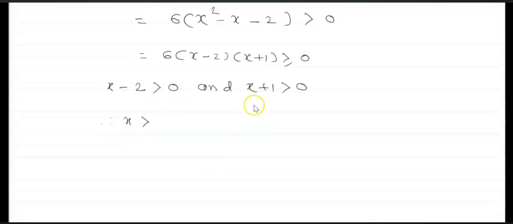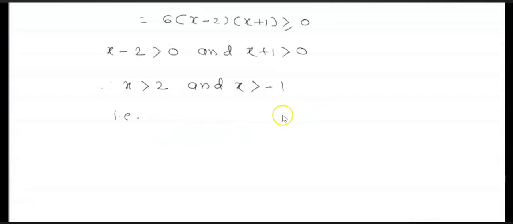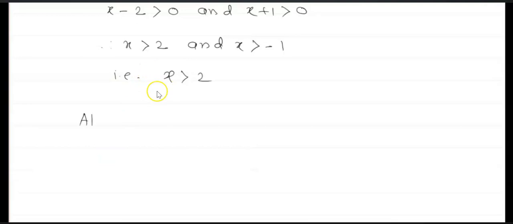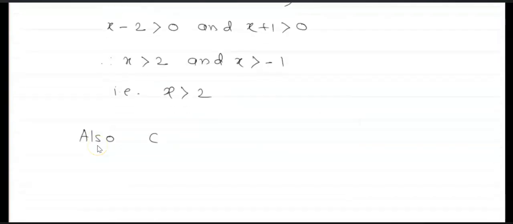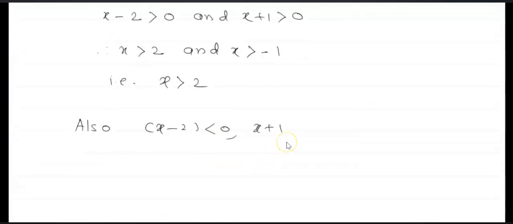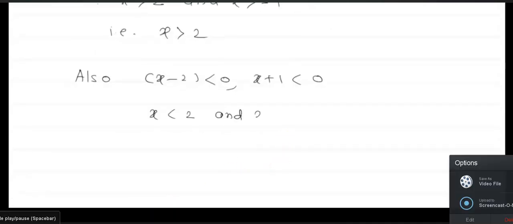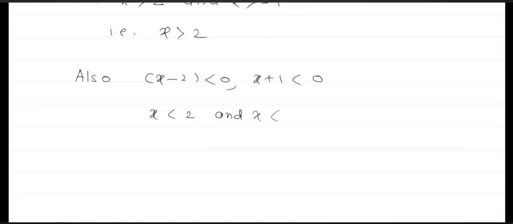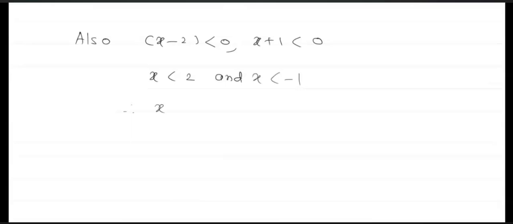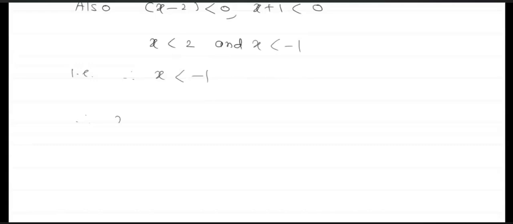x minus 2 greater than 0, x plus 1 greater than 0. x is greater than 2 and x is greater than minus 1. Therefore, it is clear that x is greater than 2. Also, x minus 2 is less than 0 and x plus 1 is less than 0. If we take both of them negative, then negative will become positive, and that's why x is less than minus 1. Then the given function is strictly increasing. x is less than minus 1 and x is greater than 2. This is the answer.